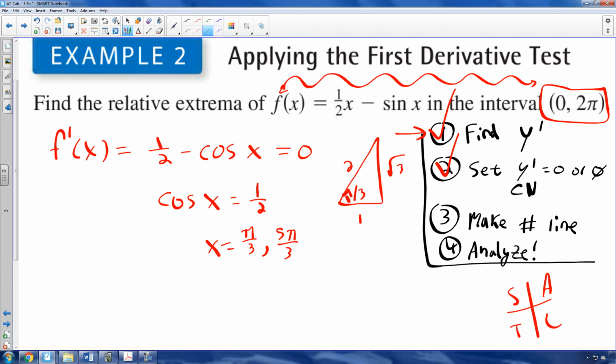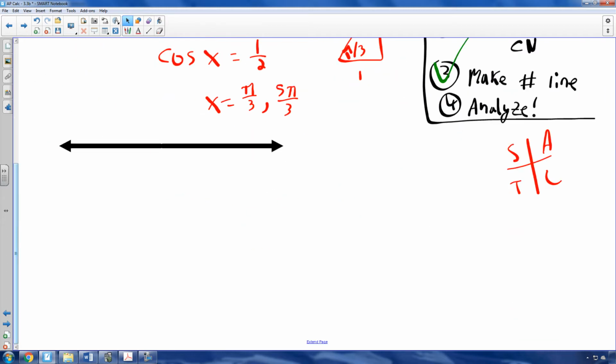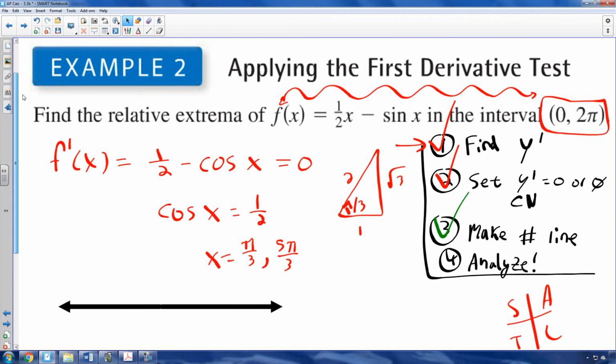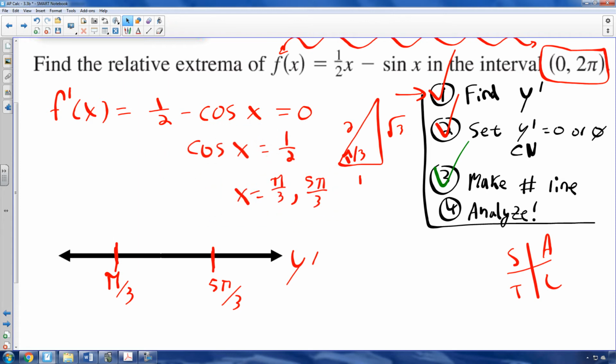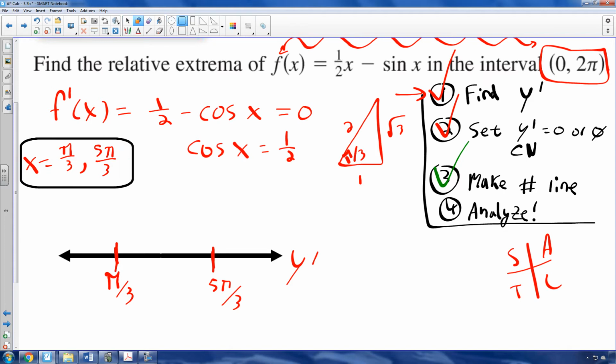Now we're going to make a number line, and we're going to use it to help us understand what's happening. I want to talk about some subtleties as we do this. So these go on our number line, pi over 3 and 5 pi over 3. We must label our number line with y prime, because these numbers are coming from the derivative. They're about the derivative. That's what we're studying. These are our critical numbers, so I'll put them in a bubble over here.